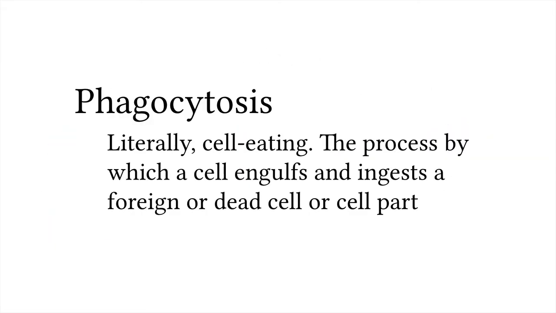Phagocytosis means literally cell eating. It is the process by which a cell engulfs and ingests a foreign or dead cell or cell part. So neutrophils will engulf foreign cells that are infecting tissue. They will also engulf dead cells too. Scientists believe that a neutrophil cell can engulf up to 10 bacteria before it dies.